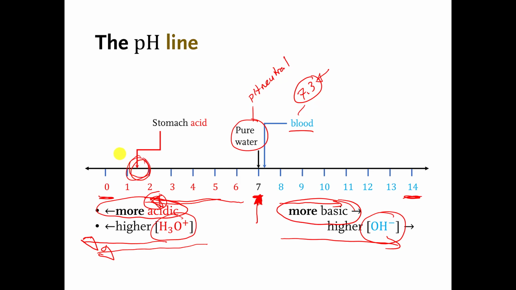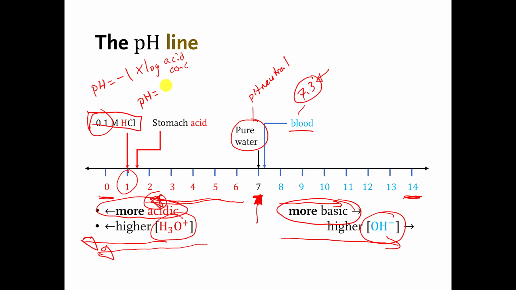Stomach acid has a high acid concentration, so the pH of stomach acid is often between pH of 1 and 2. 0.1 molar hydrochloric acid has a pH of 1. If you want to think about why that is, the pH equation is going to be -1 times the log of the acid concentration. And in our case, the acid concentration is 0.1, so the pH is going to be -1 times the logarithm of 0.1. And if you figure this part out, the logarithm of 0.1 is -1. -1 times -1 is +1. So the pH of 0.1 molar HCl is going to be +1, which is quite acidic.